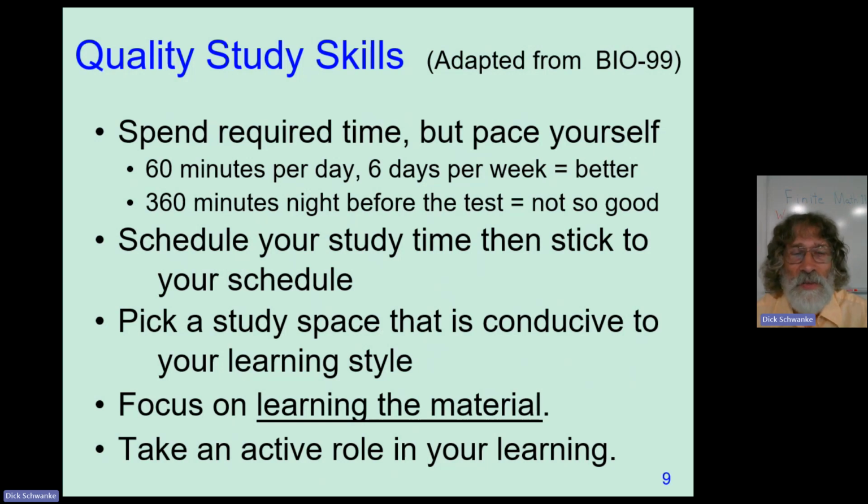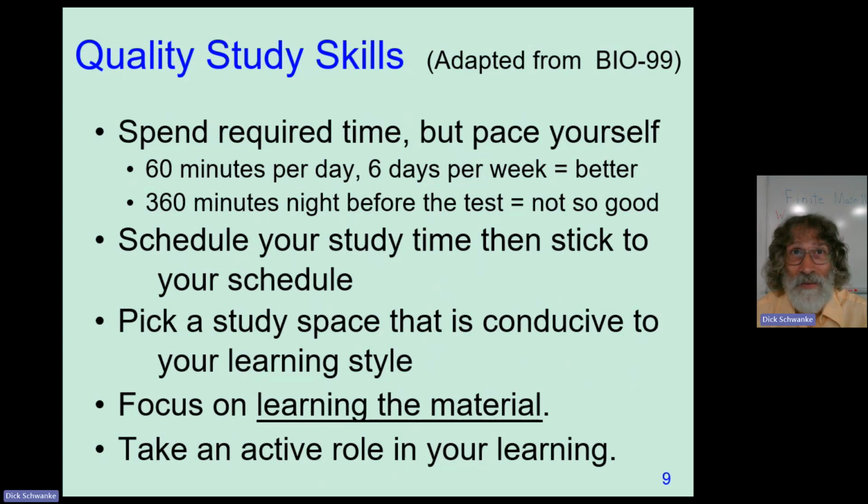The first idea, true for math and not just anatomy and physiology, is that you've got to spend the required time, but you also have to pace yourself on it. So 60 minutes a day, an hour a day, 6 days a week, gives you 6 hours of outside study for the week. That is a whole lot better than trying to cram all 6 hours in the night before the test.